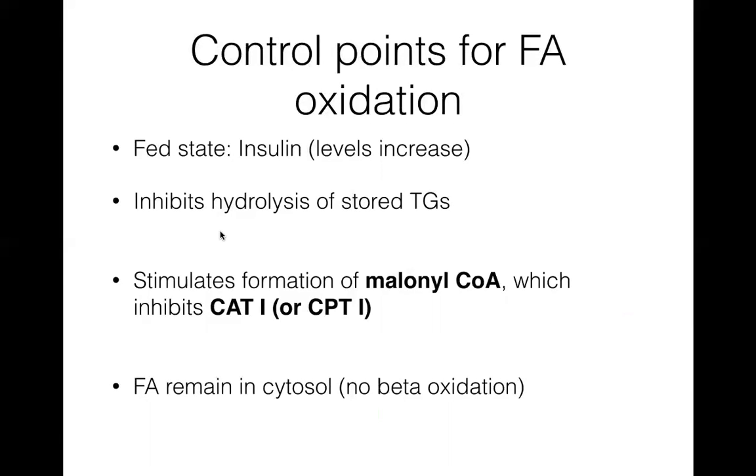Now, what about those fatty acids that are already in the muscle and in the liver? Can they undergo beta oxidation? Well, unfortunately, no, because insulin itself stimulates the formation of malonyl-CoA, which is known as an inhibitor of carnitine palmitoyl transferase 1, the enzyme that links carnitine with the fatty acid. So in other words, the fatty acid remains in the cytosol and is not transported into the mitochondria. So there would be no beta oxidation.